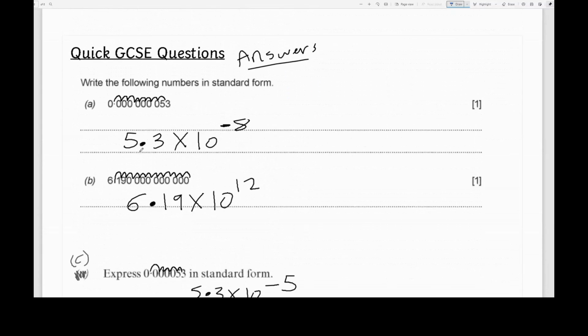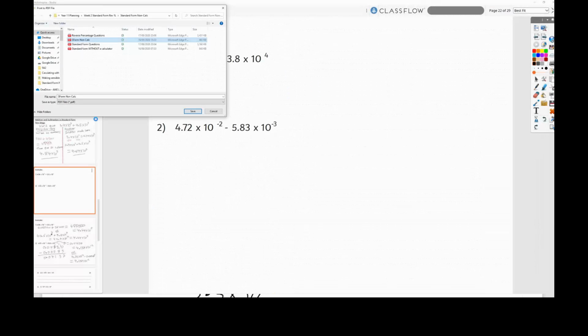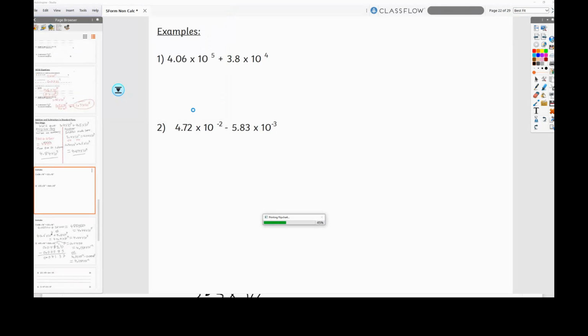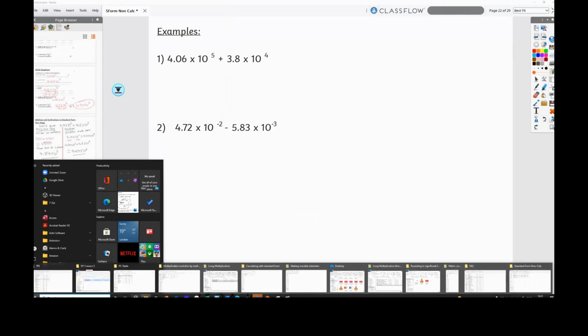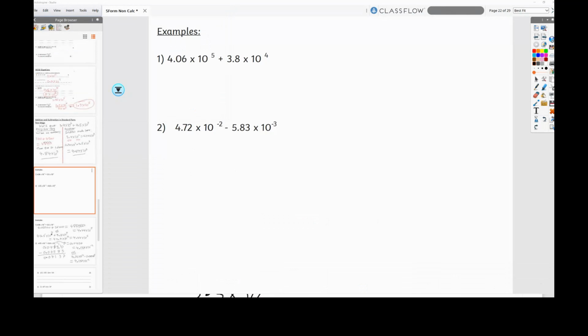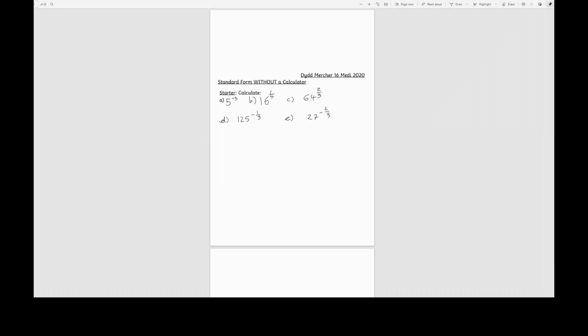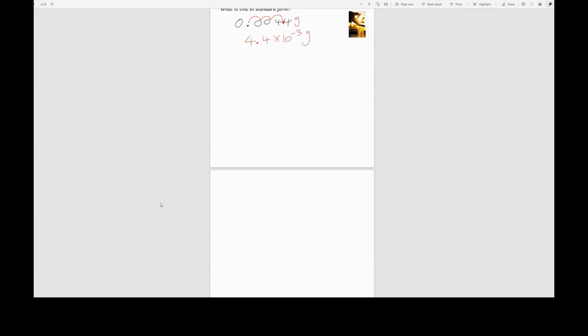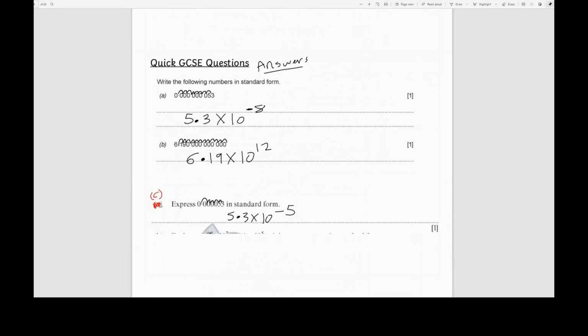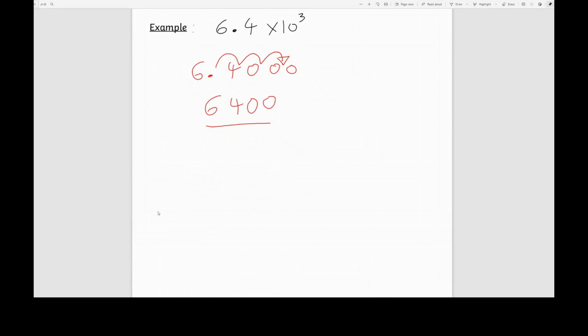For some reason it's just stopped. Let me just get this up. It's here. And I'll open it this way. There we go. Okay, so let's have a look here.